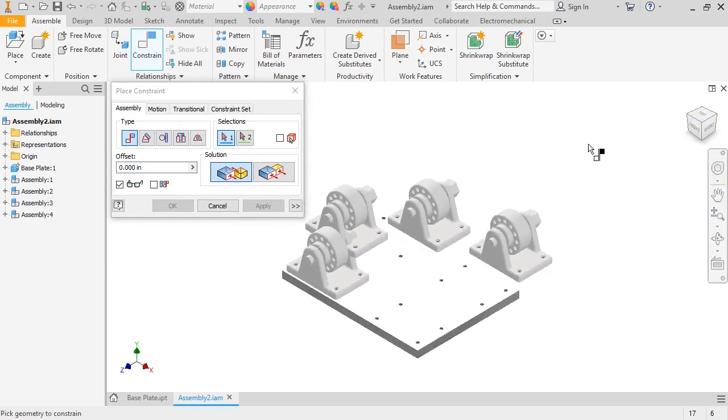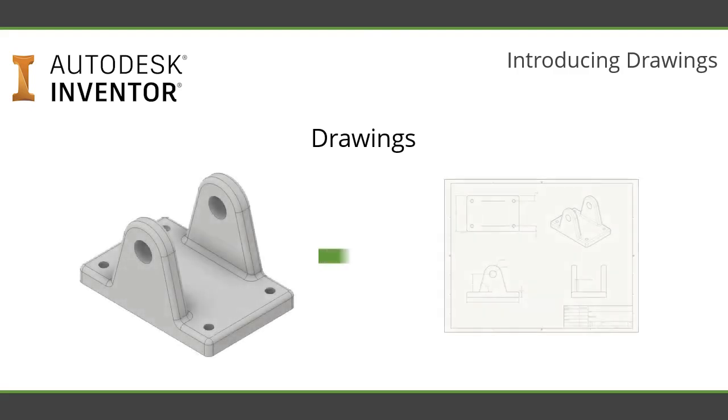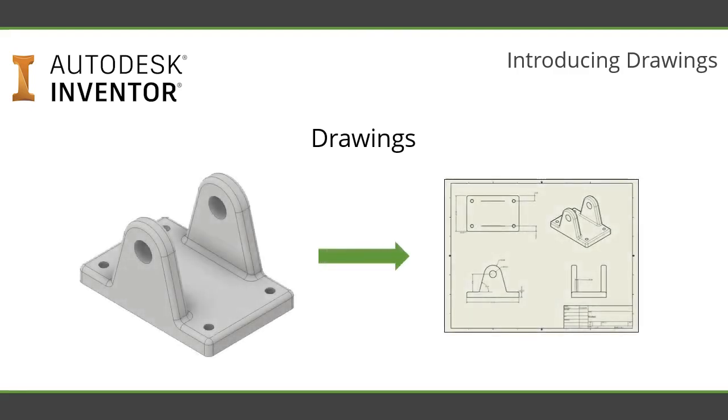Now that you've learned tools to create parts and assemblies, in this next section, I'll show you how to document those models with 2D drawings. Drawings are one of the 3 main file types you can create in Inventor and are used to document your 3D models in the traditional 2D format, which includes displaying dimensions and other instructions useful for manufacturing purposes.